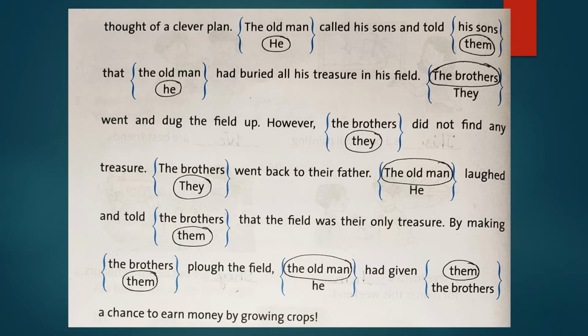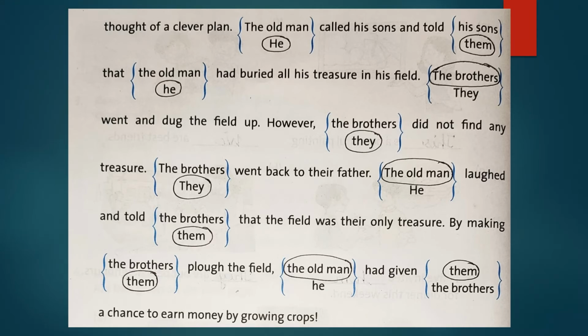Next, the brothers went and dug the field up. They did not find any treasure. They went back to their father. Here they is also a replacing word used instead of the brothers. The old man laughed and told them that the field was their only treasure. Here them was also a replacing word used instead of the brothers.